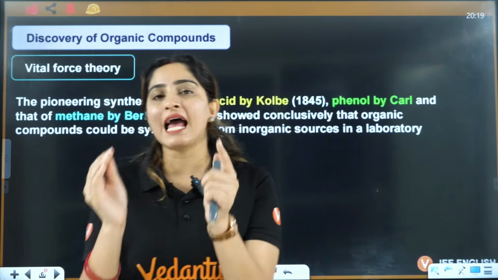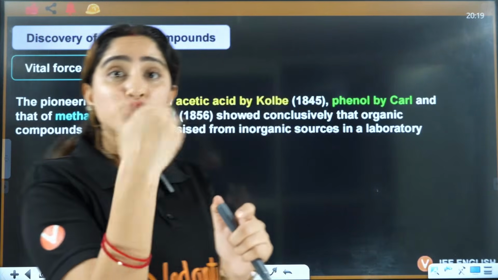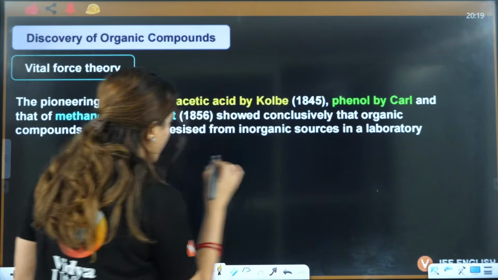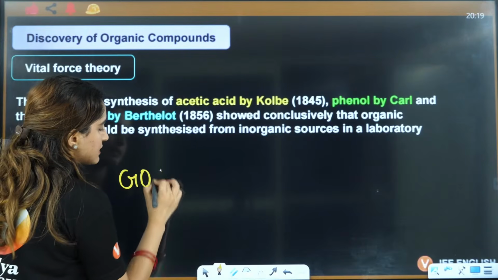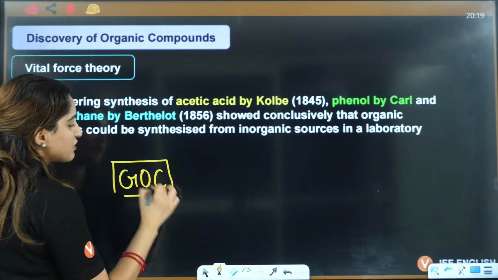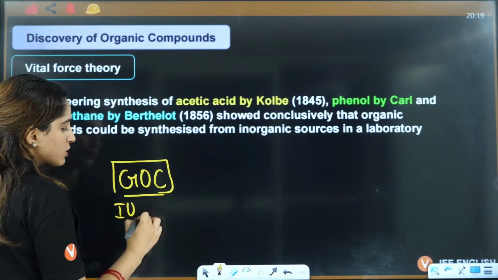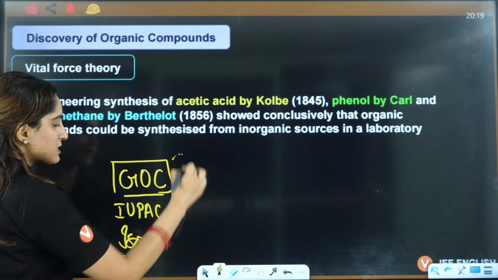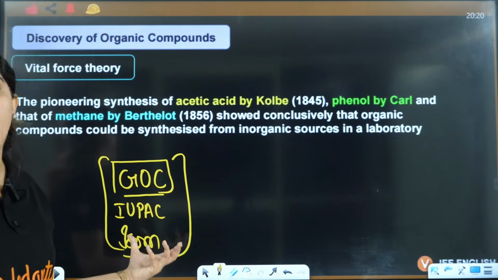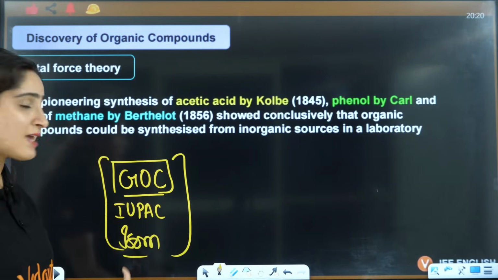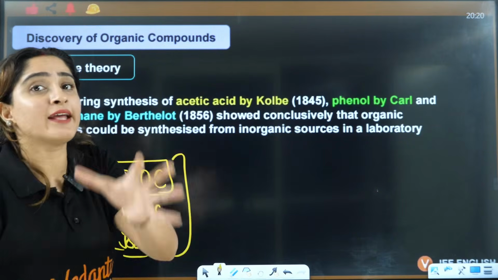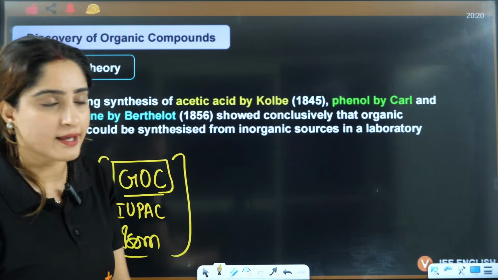So to understand organic chemistry, what should be strong? Firstly, you should have a very good hold over GOC, which includes IUPAC also, right? Isomerism is also there. So you should have a very good hold over GOC, IUPAC, isomerism, because the questions in the exam are asked directly with a combination of these and the reactions.